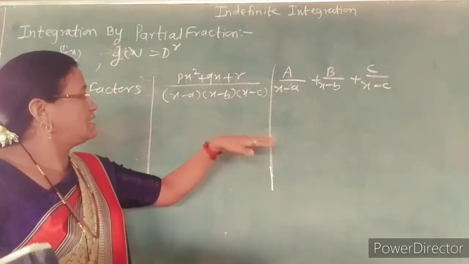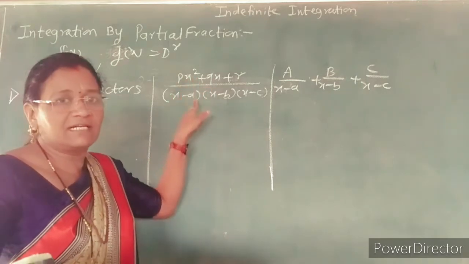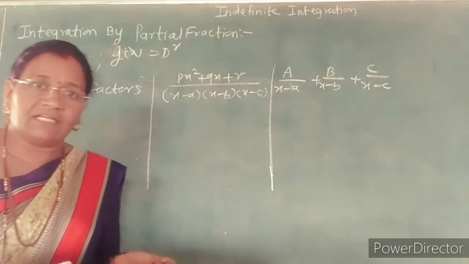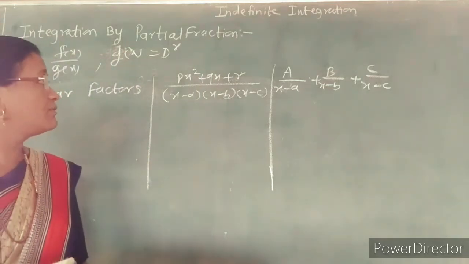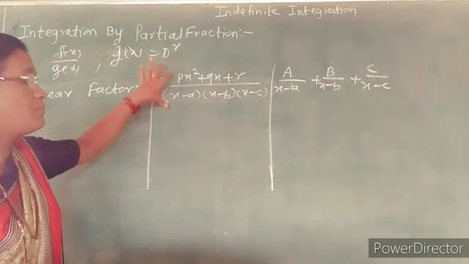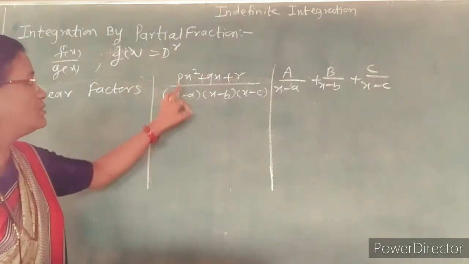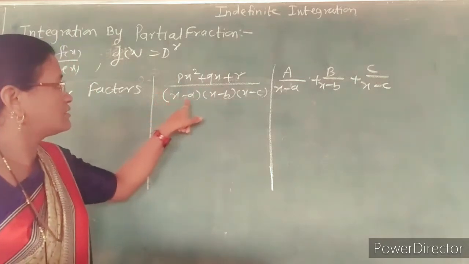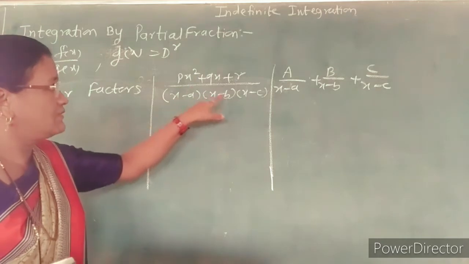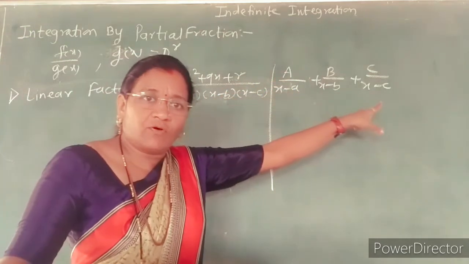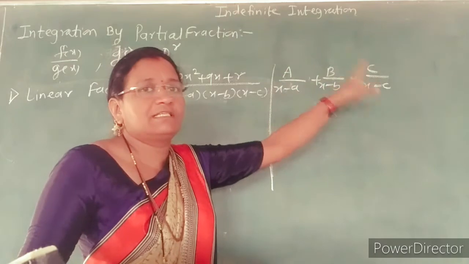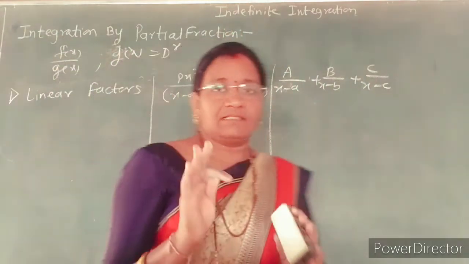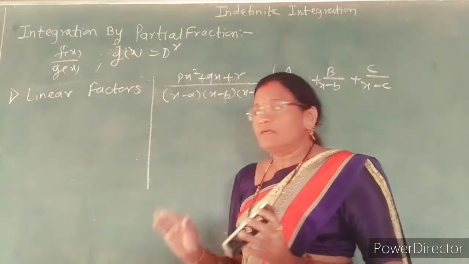In this case the degree of the numerator is less than the degree of the denominator, so actual division does not take place. When actual division takes place, it is an improper fraction, but here this is a proper rational function because the degree of the numerator is less than the degree of the denominator. So the denominator can be factorized as a product of linear factors, each linear factor can be separated by some constant, and these constants a, b, c are called partial fractions. For the 12th standard syllabus, we take only 3 cases.